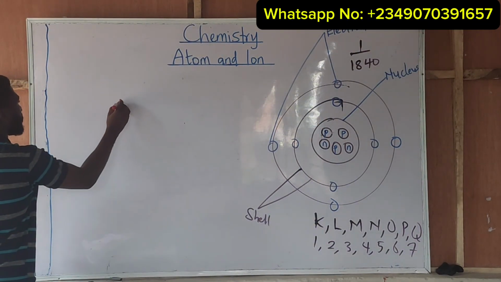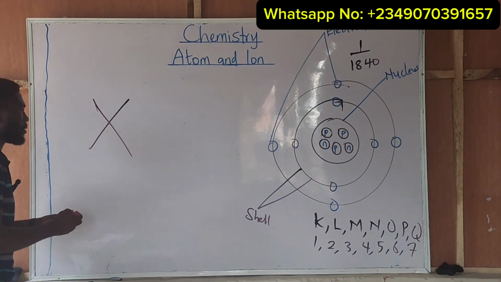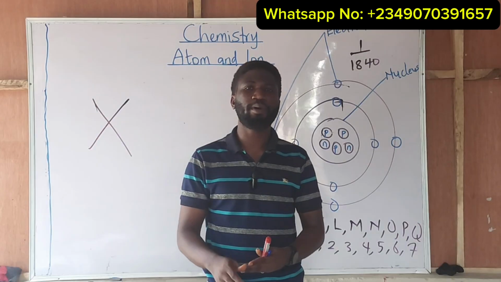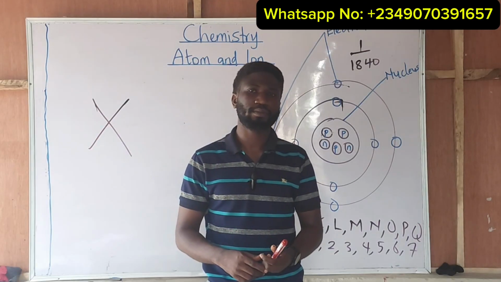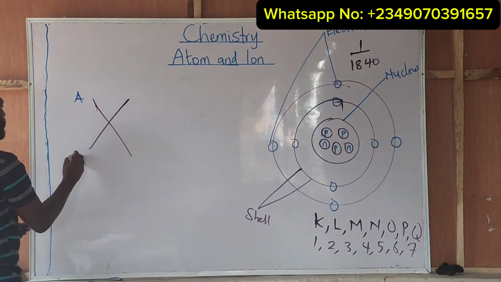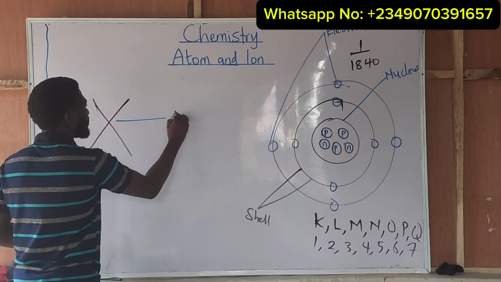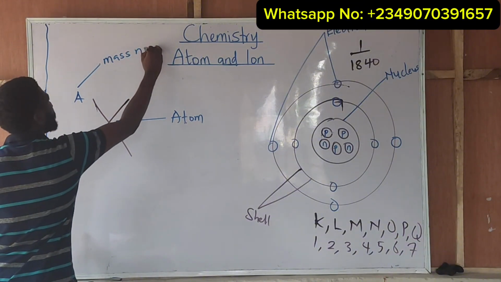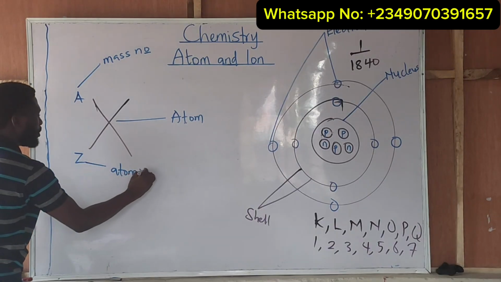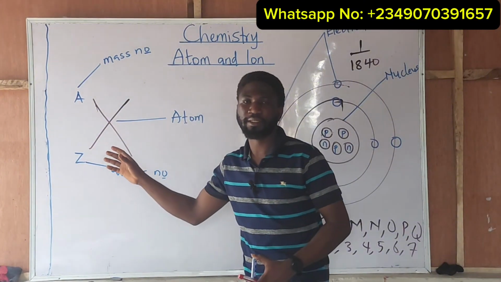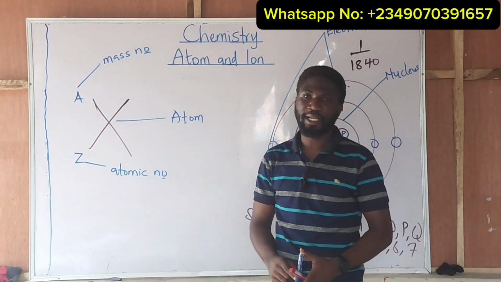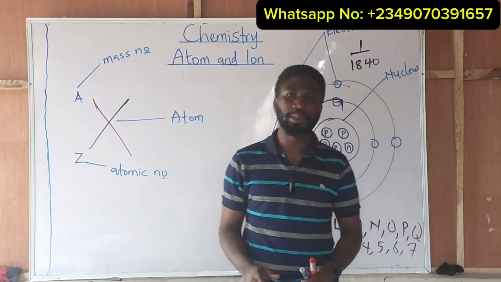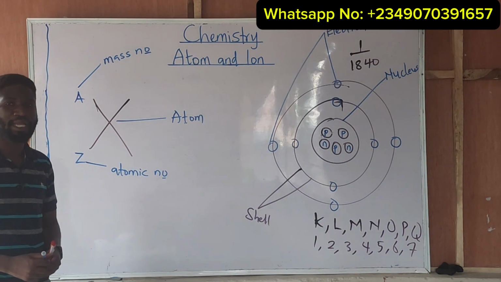So next thing now is I would be explaining how we can find the number of proton, the number of neutron, as well as the number of electron of an atom. So let's say the X represents the atom. This A here represents the mass number, and then Z here represents the atomic number. Again, the X here represents an atom. The A there represents the mass number of the atom, and letter Z there represents the atomic number of the atom.